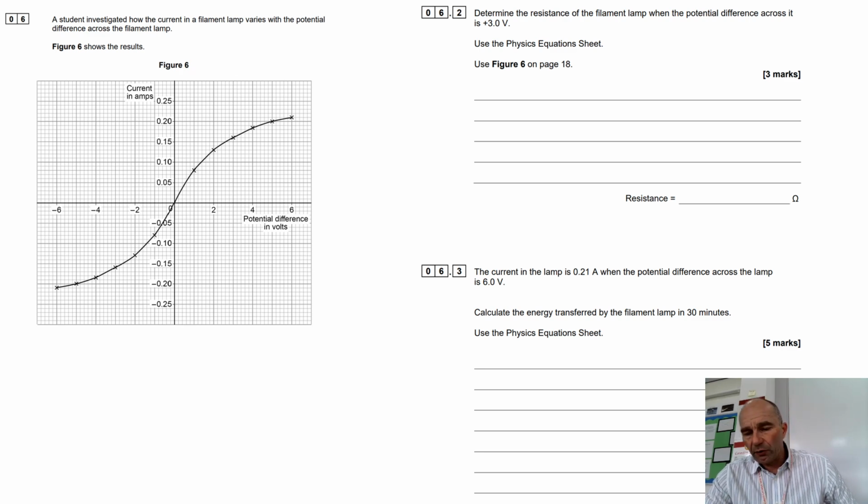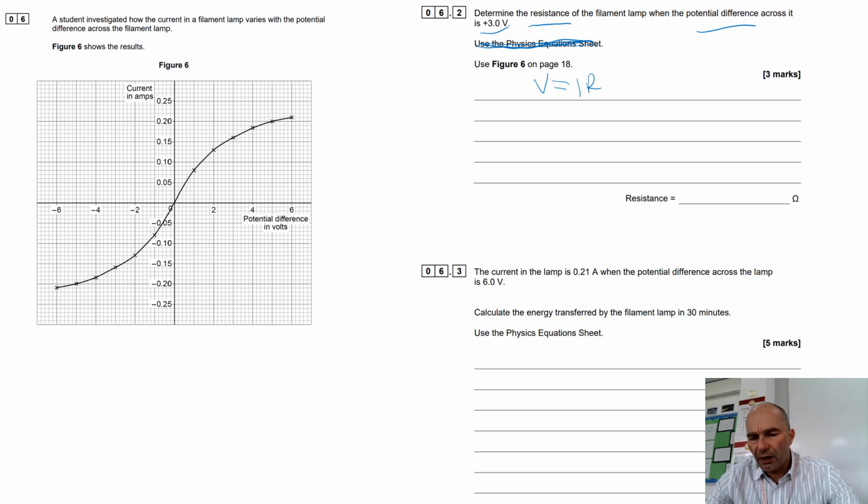Now 6.2, we're now going to use that graph, which is why I've repeated it on this slide. It'll make it easier for you to see what we're talking about here. Now we need to determine the resistance of the filament lamp when the potential difference is 3 volts. Now again, it's saying use the physics equation sheet. That's a load of rubbish because you have to know these formulas, and this is probably the most important formula that you need to know. V equals IR. Remember, that's potential difference is current times resistance.